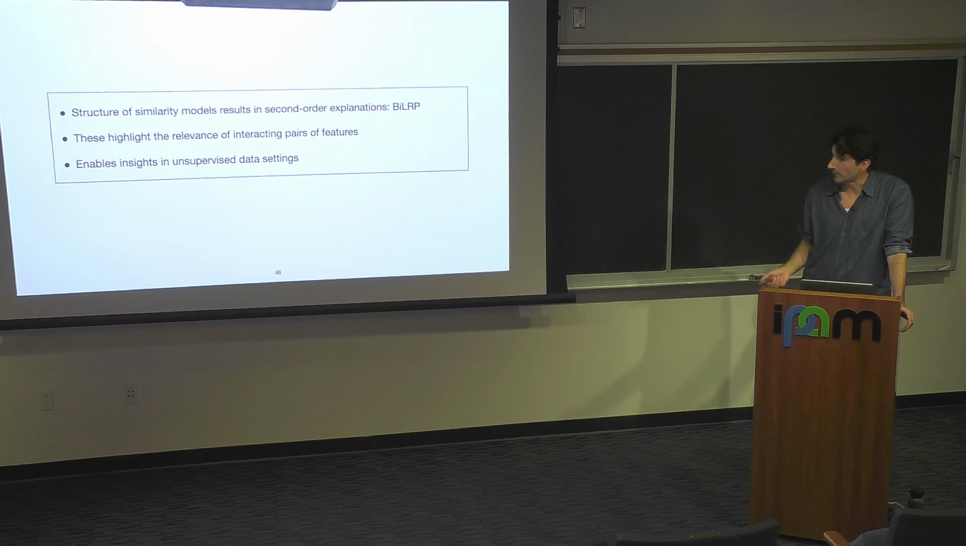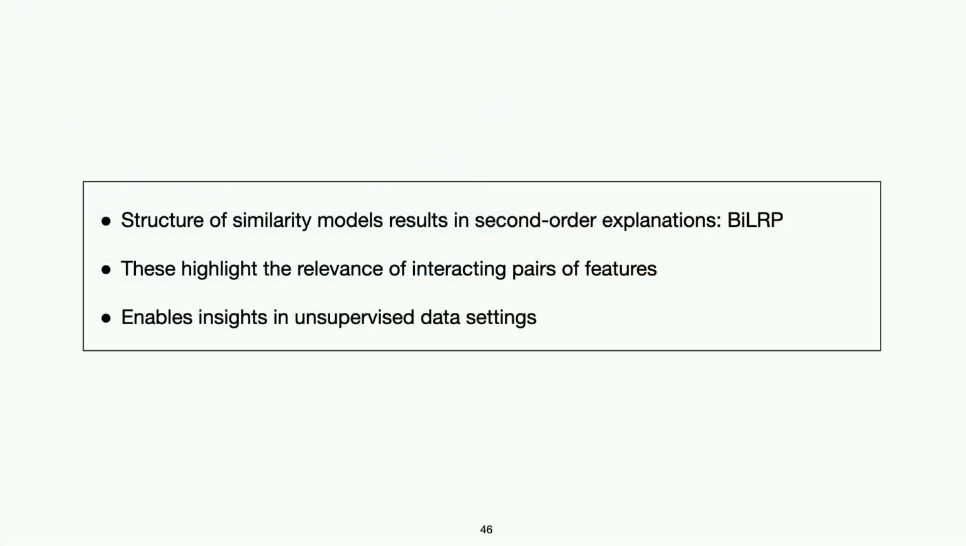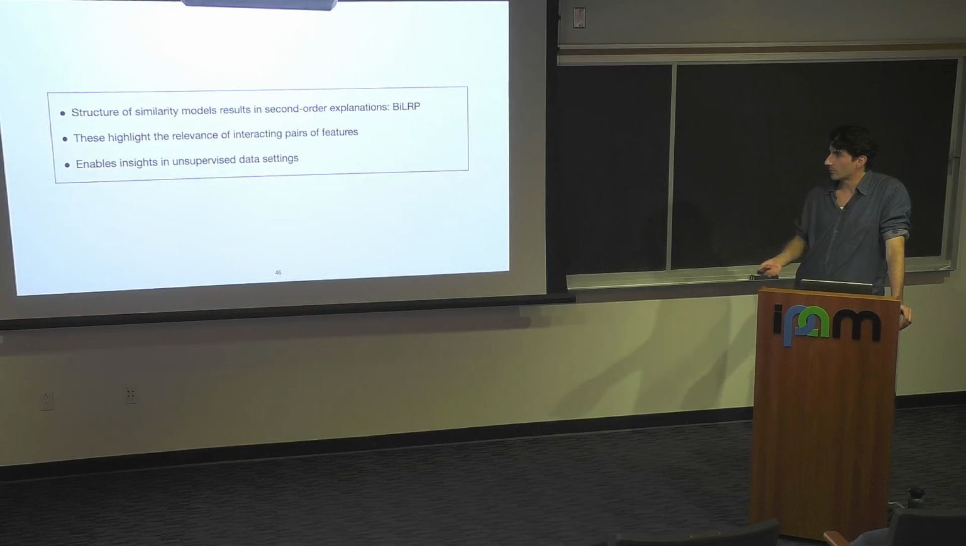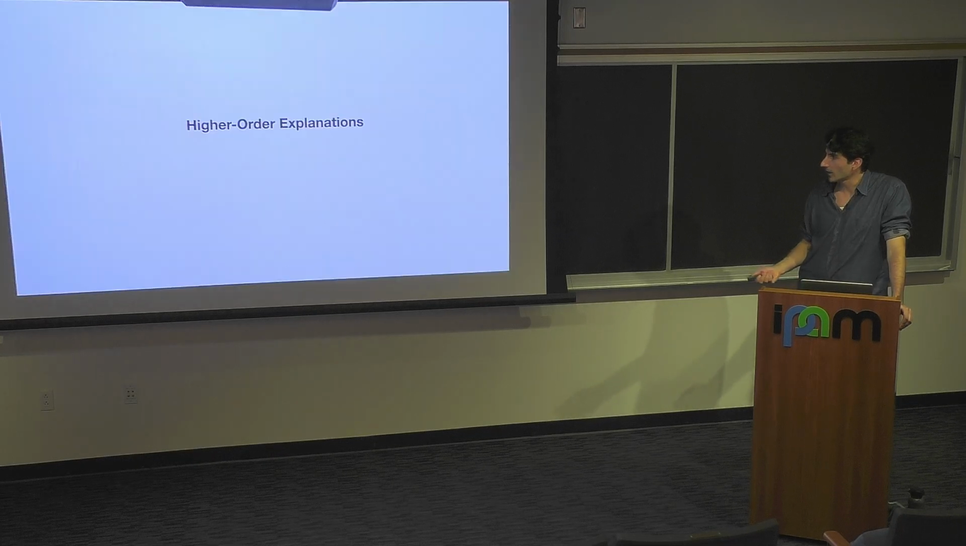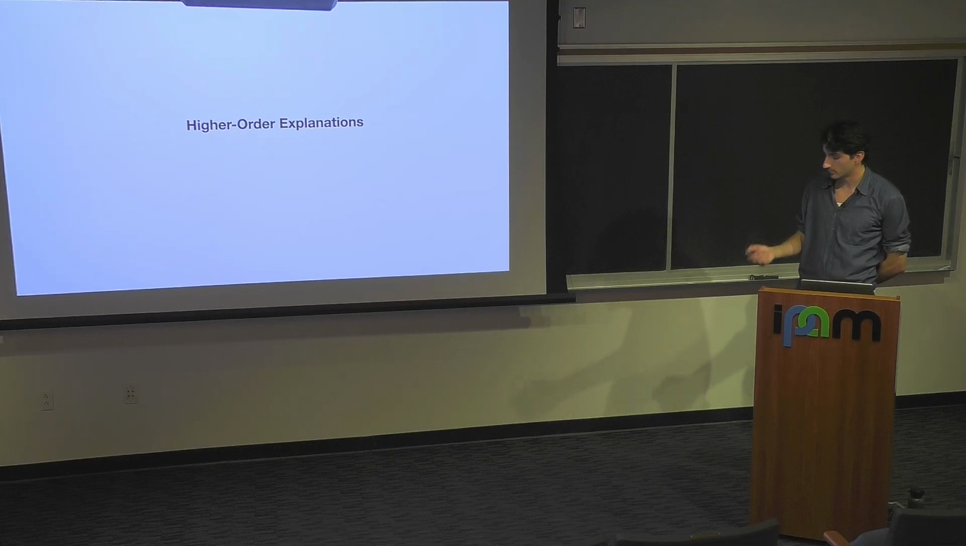Okay, so I think this concludes the second part. We can use these second-order attribution methods to understand, in a very fine-grained way, how features interact. It can give you some insights into these unsupervised settings that make the analysis, in a sense, task independent, which is quite nice and powerful for the analysis of foundation models. Okay, and now the third and last part focuses on higher order explanations.